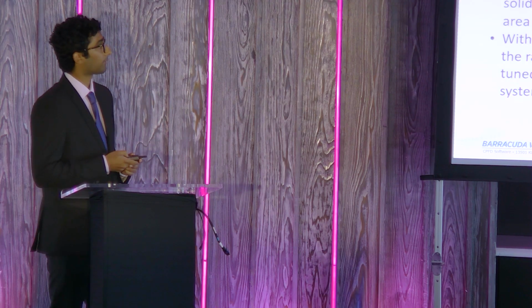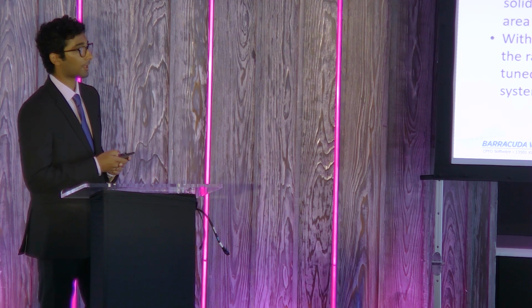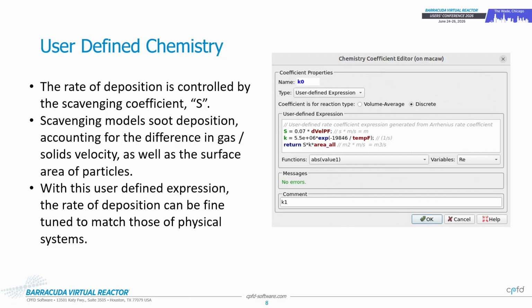There's also a user-defined rate coefficient. I know Sam was talking about that earlier. This is basically what's controlling the rate of deposition in the reaction. This value S right here is called the scavenging coefficient, and this is basically simulating how, as the carbon is formed as a result of pyrolysis, the particles in the bed that are spouting would pick that up, and that's how they grow. So this is simulating that growth right here, and it's all done in a user-defined expression.